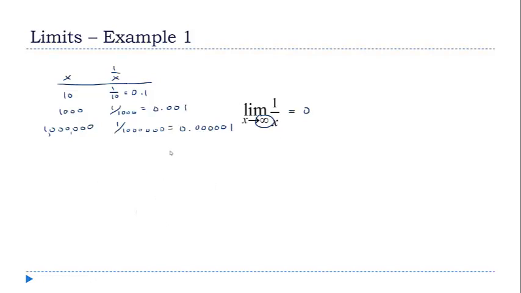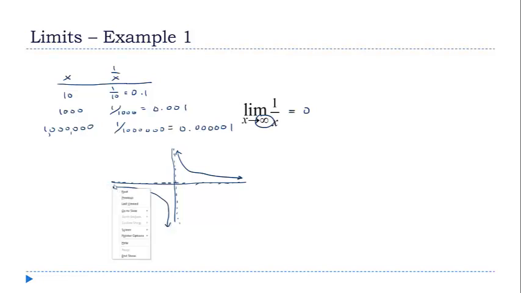Now, another way to approach the problem is to look at the graph. The graph of f of x equals 1 over x looks like this, with a horizontal asymptote here at y equals 0. So in other words, the function gets arbitrarily close to 0 as x gets large, but never actually gets there. So this kind of supports our conclusion that the limit is 0.